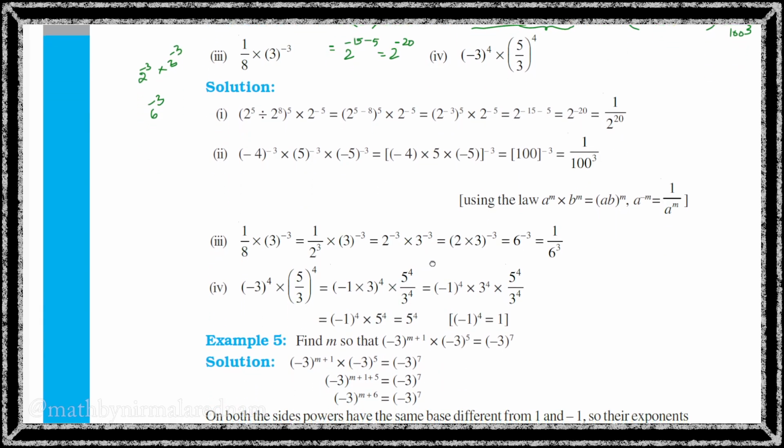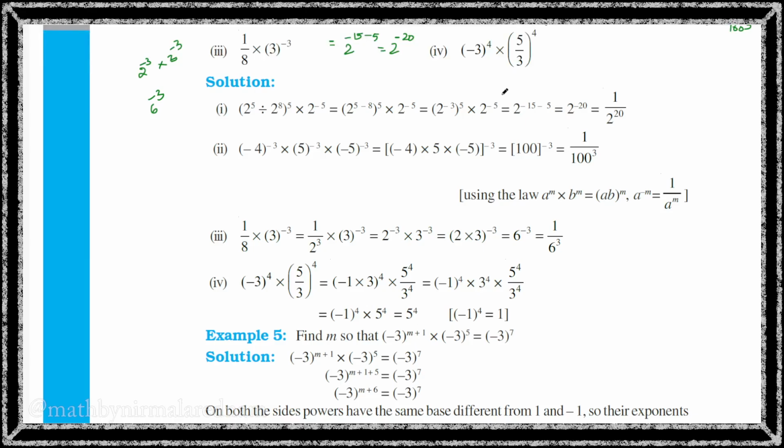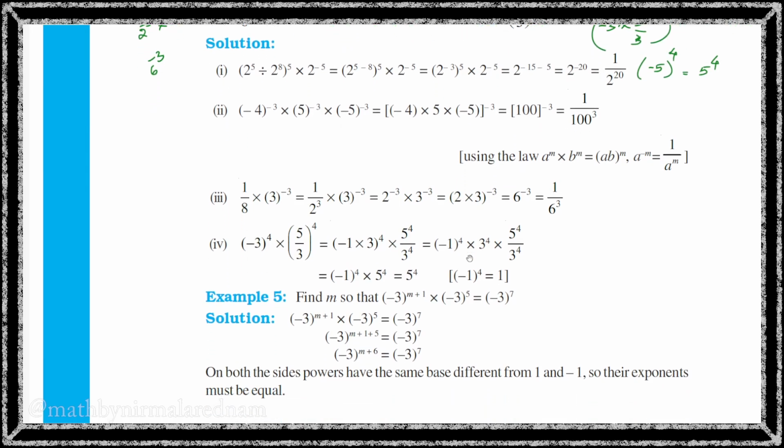And then if you look at the fourth question again, you have the common exponent over here. So you'll simply write everything else inside the bracket, and then simplify it. So you'll get minus 5 whole power 4, right? And you can further write it as 5 power 4 because minus 1 whole power 4 is 1.